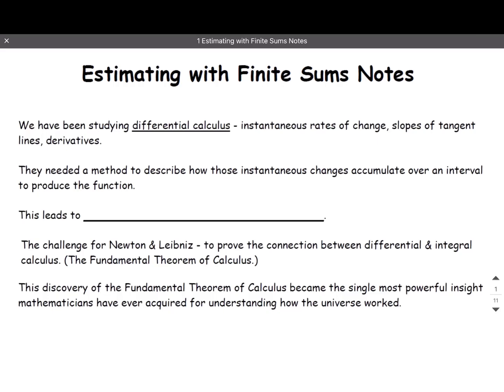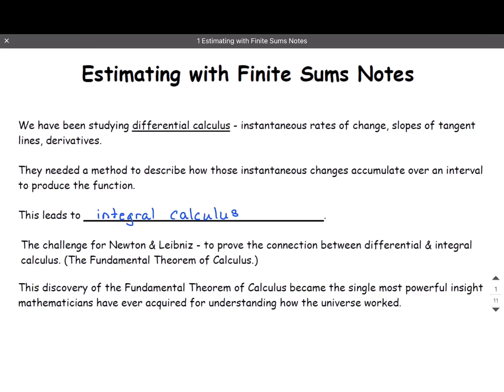Hi guys. Okay, so far this year we've been studying differential calculus. That's the instantaneous rates of change, the slopes of tangent lines, and derivatives. But way back when, they needed a method to describe how those instantaneous changes accumulate over an interval of time to produce another function. And this leads to what's called integral calculus.